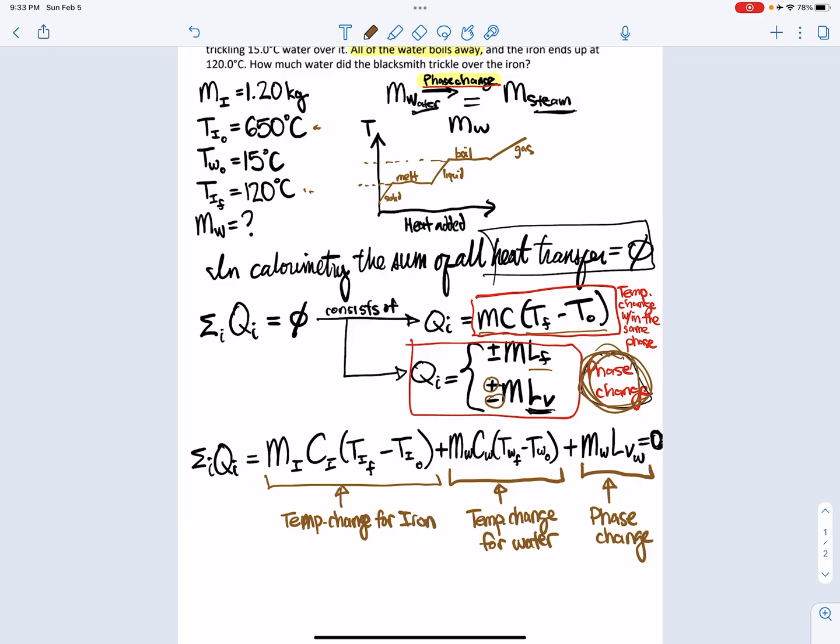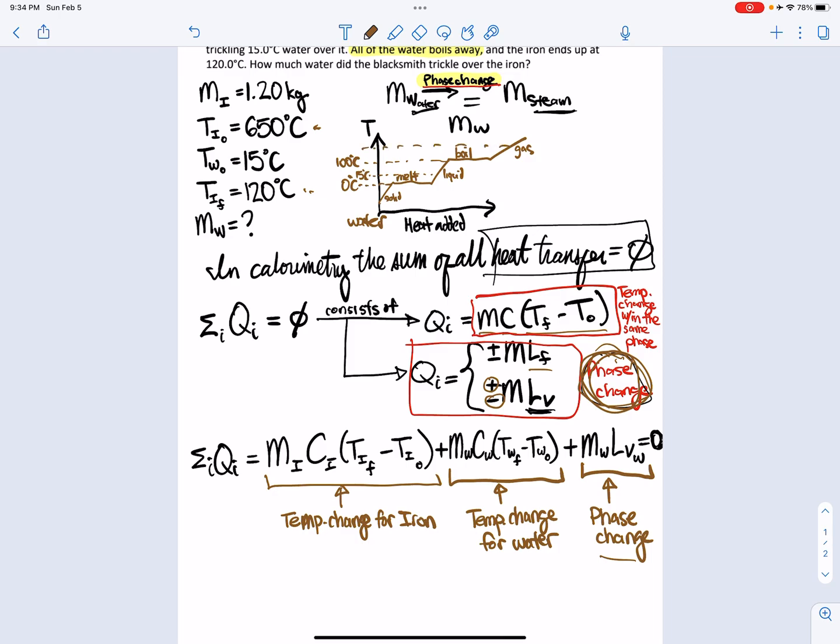Okay, and this is for water. So the melting point for water is 0 degrees Celsius. And the boiling point for water is 100 degrees Celsius, right? And we know initially our T naught is somewhere here at 15 degrees Celsius for water. That's given in the problem. And it eventually experiences phase change, so it turns into steam, and it ends up somewhere right here, right?